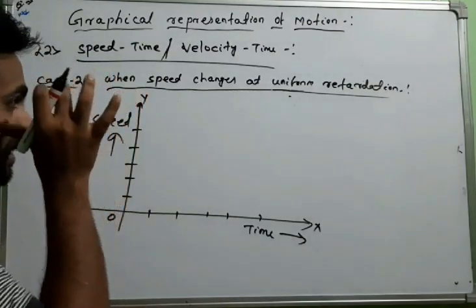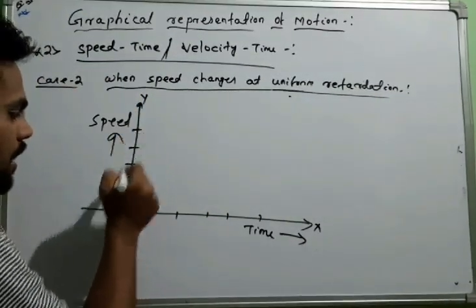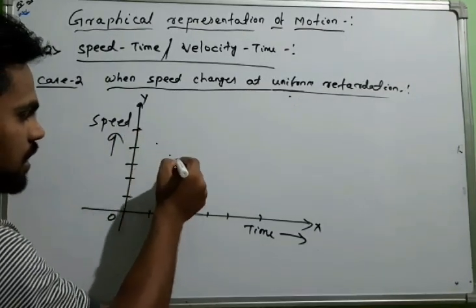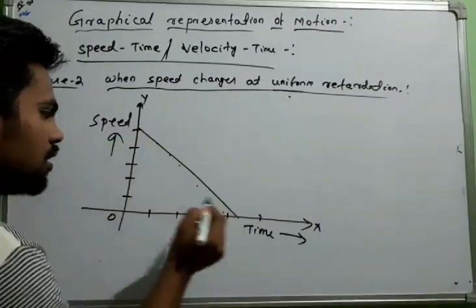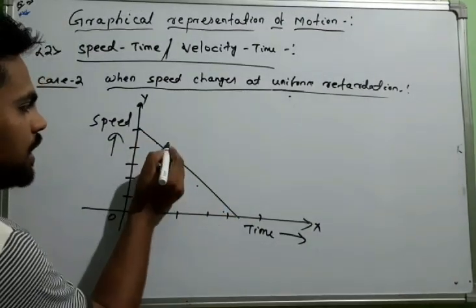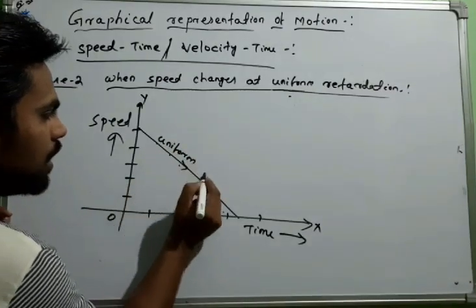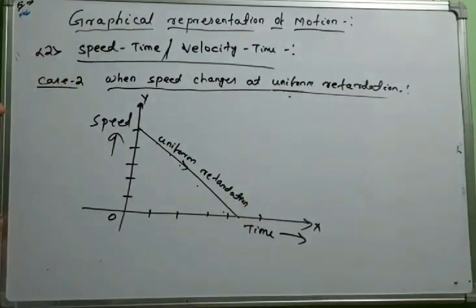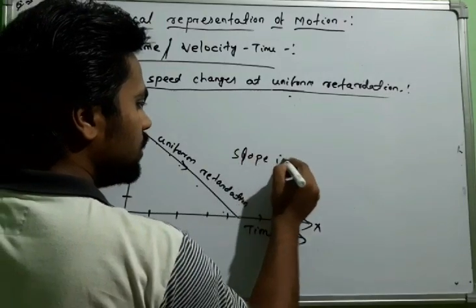So I'm taking here acceleration. Now if speed is 5 meter per second at 0 second, and the speed decreases like this, that means the slope is downward. Here the slope is down. That is uniform retardation. Write down: uniform retardation, or negative acceleration, or slope is downward.